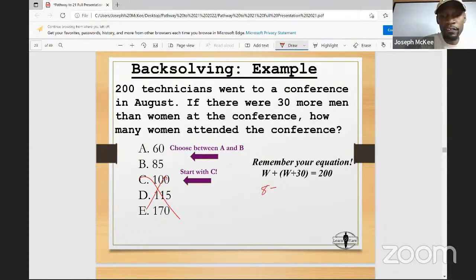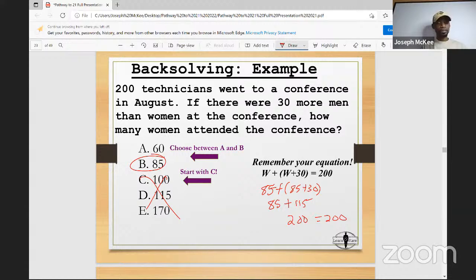And if we go 85 plus 85 plus 30, that gives us 85 plus 115, and 85 plus 115 is 200. 200 equals 200. So our correct answer would be B.